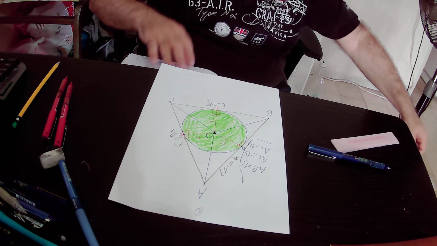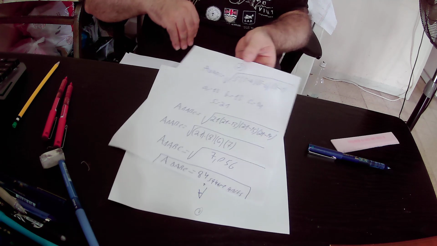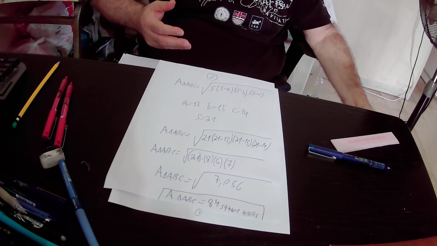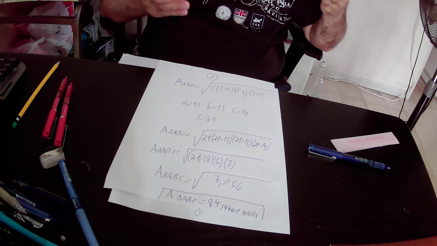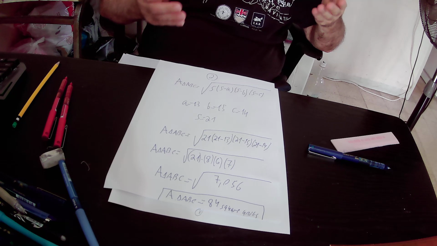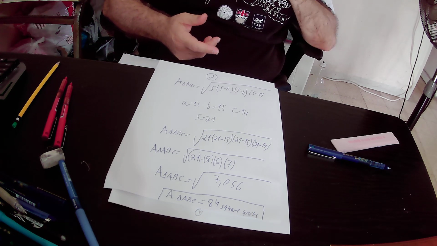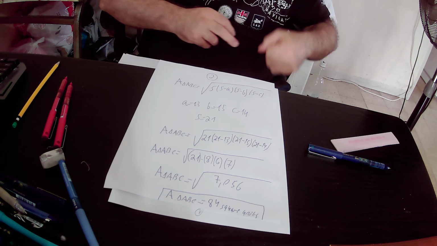Okay, and then we have a special formula for the area of triangle ABC. It is the formula for any triangle, that we know the semi-perimeter of it, and we know the value of the sides of this triangle. We can calculate the area of the triangle according to this formula.